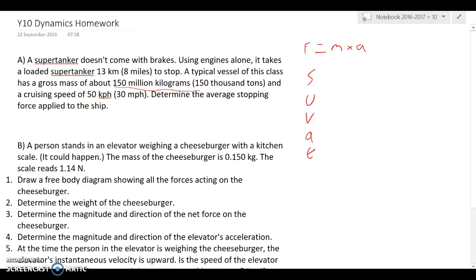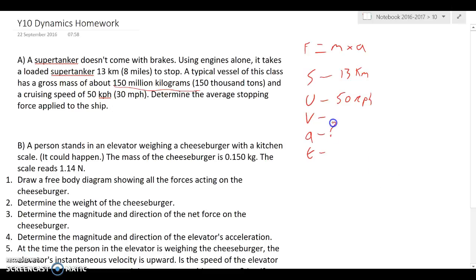Okay. First determine what the displacement of the ship is as it's coming to a halt. In other words, how long it takes to halt. It's 13 kilometers. What's the initial speed of the supertanker? Oh, its cruising speed is 50 kilometers per hour. Okay. What's its final speed as it comes to a halt? I'll leave that to you.